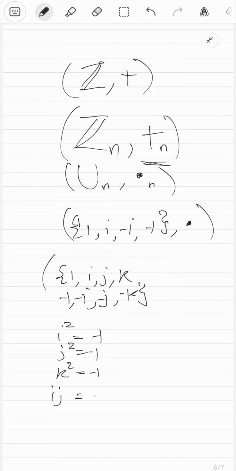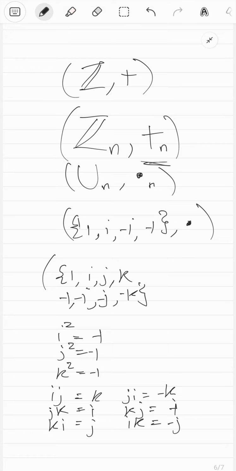And then i times j is k, j times k is i, k times i is j, but then j times i is minus k, then k times j is minus i, and then i times k is minus j. So this is the quaternion group, obviously multiplication is the group operation.